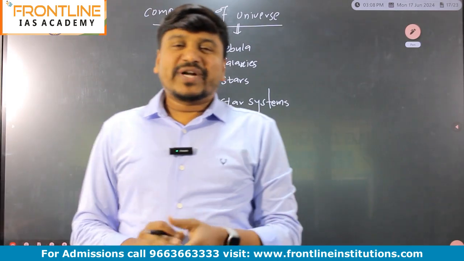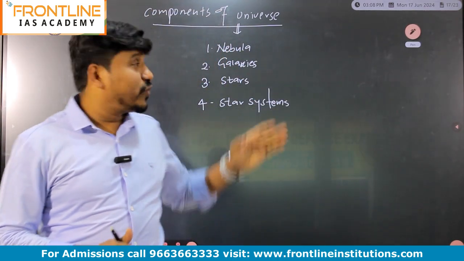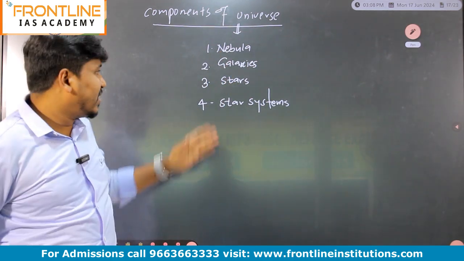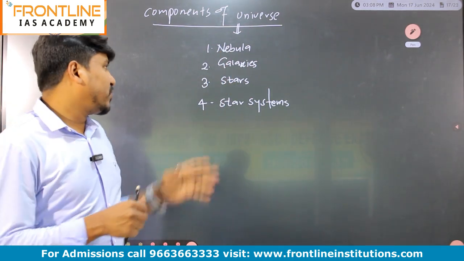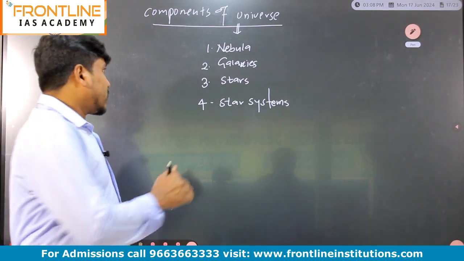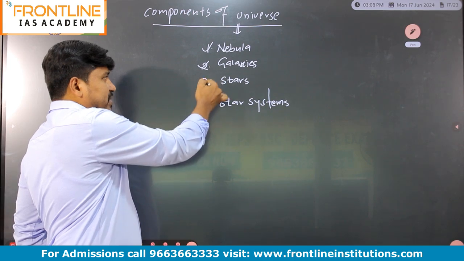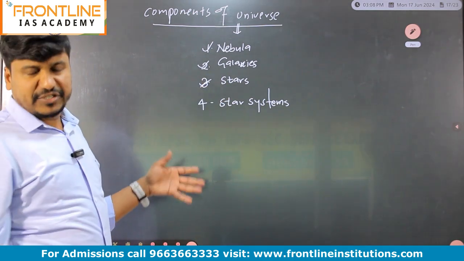So welcome back. We are discussing the different components of the universe. The first component is nebula, the second is galaxies, the third is stars, and the fourth is star system. We have completed the discussion on nebula and galaxies. Now we have to discuss stars. We have already started the discussion on stars.